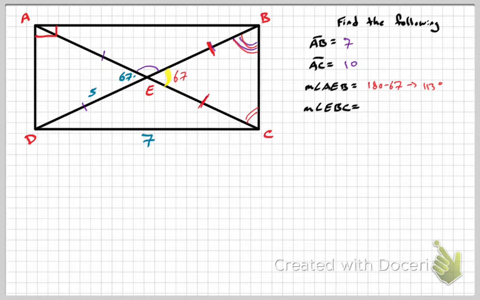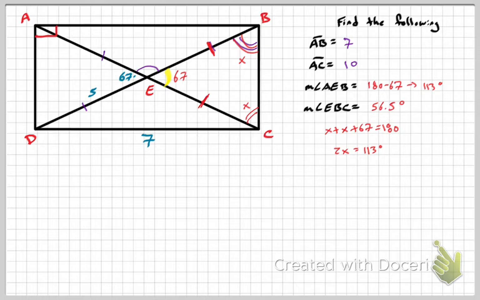Well, I know that our vertex angle is 67, so if I call this x and this x here, I know that all three angles within that triangle have to add up to 180 degrees. So that would give me 2x equals 180 minus 67, I know is 113. So 113 divided by 2 is 56.5. So that missing angle measure of EBC is 56.5 degrees.